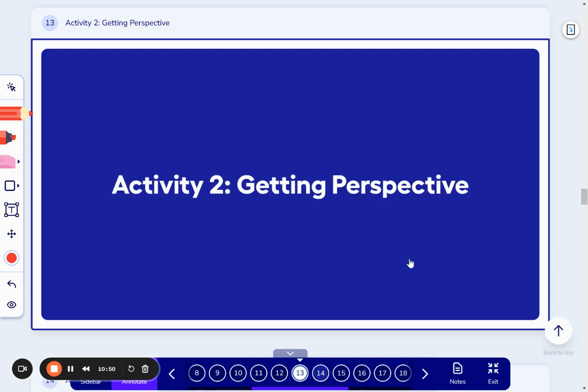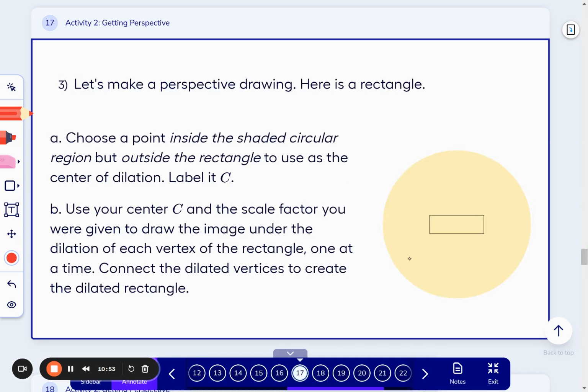All right, let's look at perspectives. We're going to choose some point inside the circle. So I'm going to choose this point right over here. Then using the center C and the scale factor you were given, let's make our scale factor 1.25. We can do almost anything. I just got to stay inside the paper is the only thing.